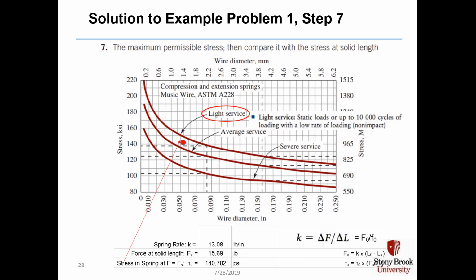Then we calculate in step 7 the maximum permissible stress and then compare it with the stress at the solid length. For this exercise, we use the light service curve, the top one, and we plot a data point that has a y value of 140,782 psi and an x value of 0.055 inches, and that data point is below the light service curve. Therefore, the stress at the solid length is acceptable.